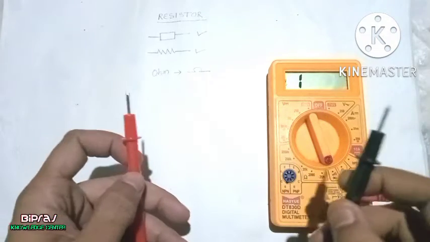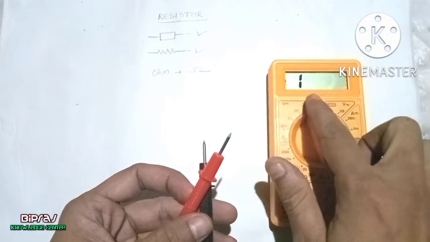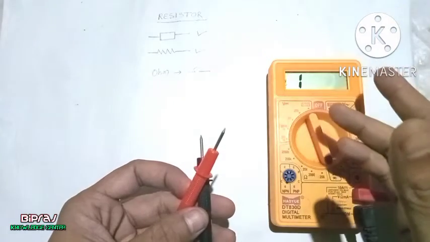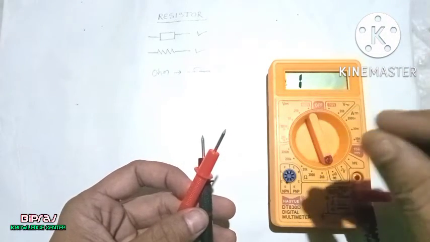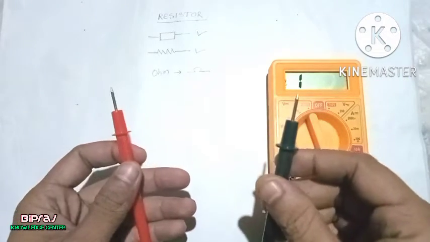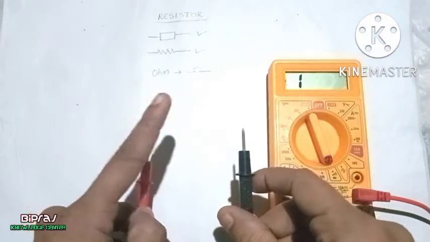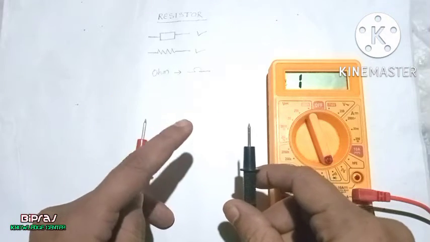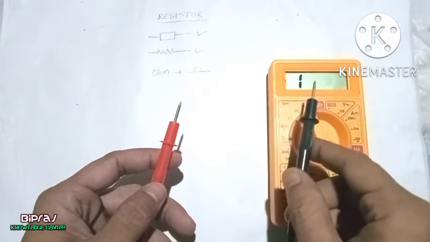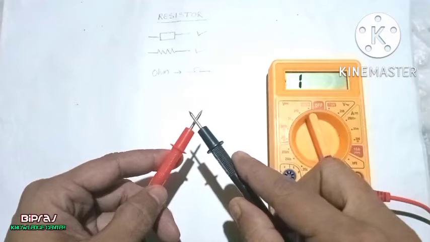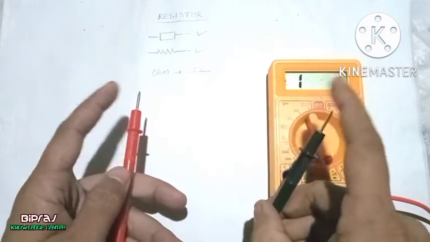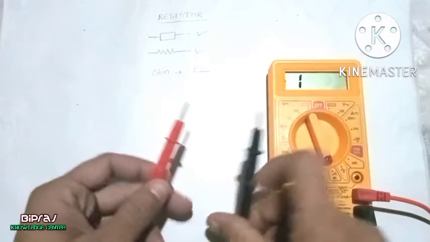This means if the value in the display is 1, it shows an infinite amount of resistance in the circuit, because these two probes are open, so the air is acting as a resistance, an infinite resistance, so the value is 1 or infinite. When we touch these two probes, it becomes 0. That means there is no resistance in the path.